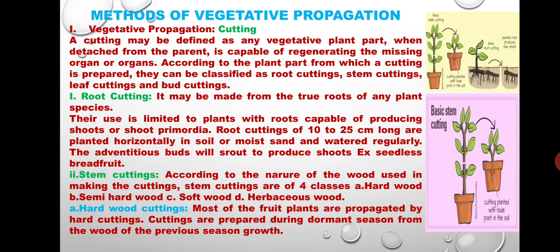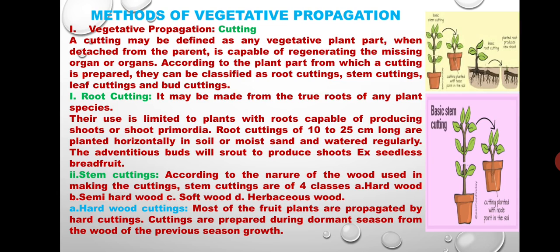A cutting may be defined as any vegetative plant part which, when detached from the parent, is capable of regenerating the missing organ or organs. According to the plant part from which a cutting is prepared, they can be classified as root cuttings, stem cuttings, leaf cuttings, and bud cuttings. First, we discuss root cuttings.